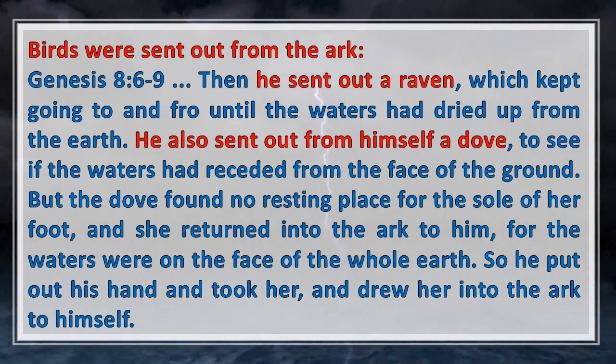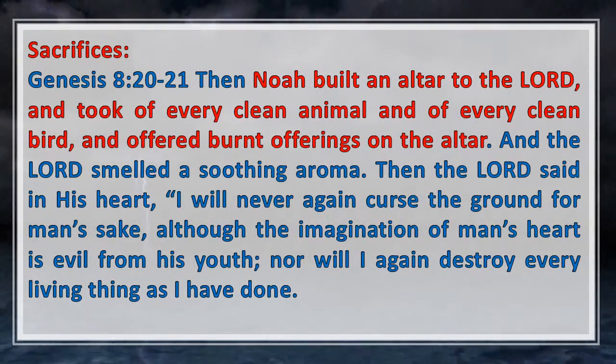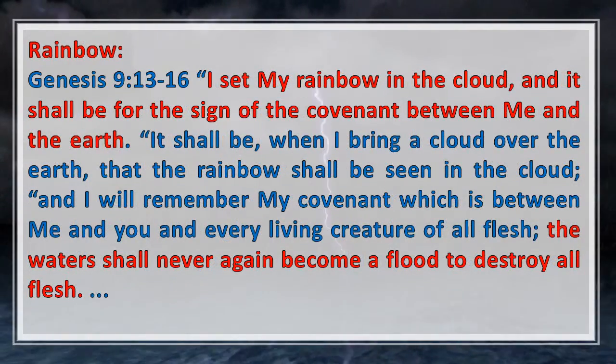The Bible also tells us that Noah built an altar to the Lord and offered clean animal sacrifices to the Lord with burnt offerings. And God made a covenant with the earth and its inhabitants and signified that covenant with the rainbow.